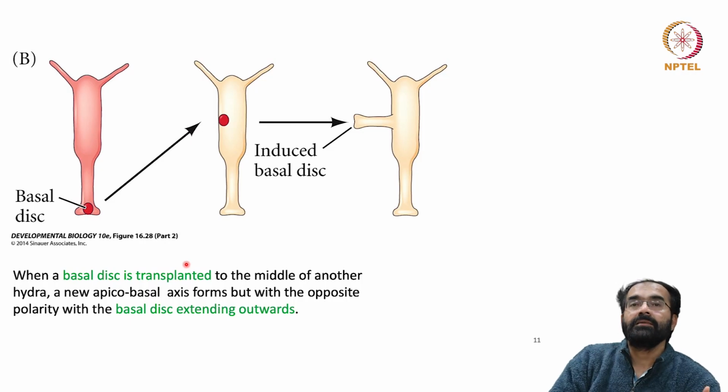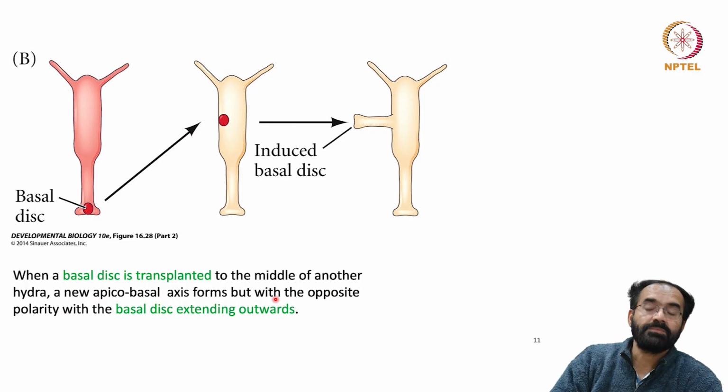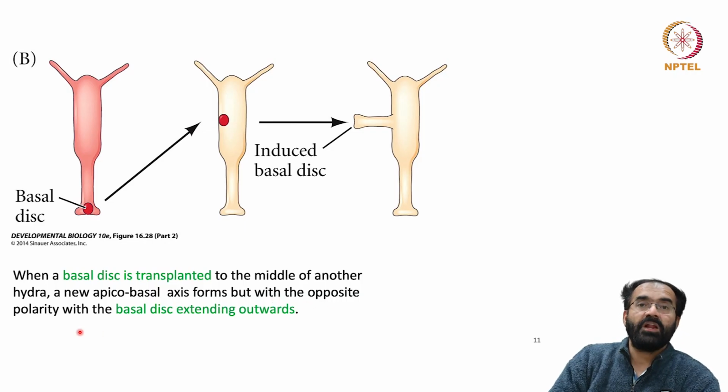Like hypostome had one head to tail or head to feet gradient. Feet to head also there is another gradient. When a basal disc is transplanted to the middle of another hydra, new apico-basal axis forms, but with the opposite polarity. With the basal disc is now extending.